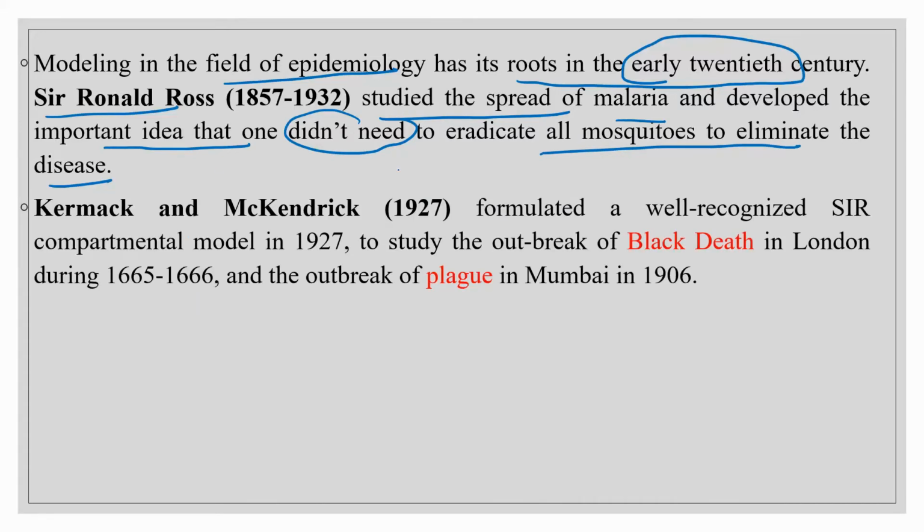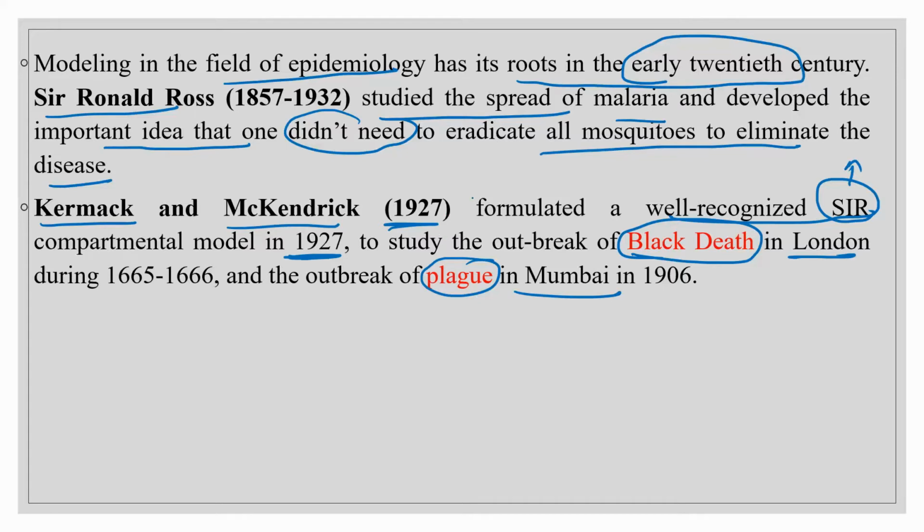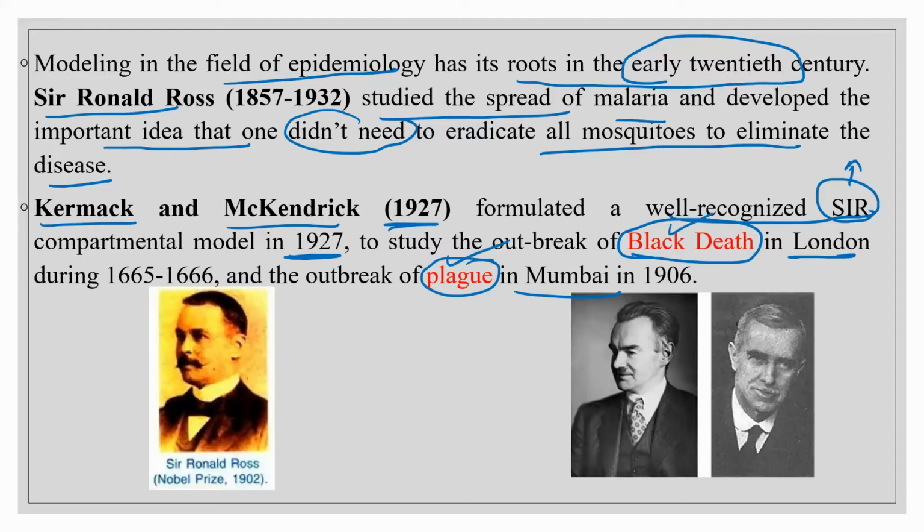Then in 1927 Kermack and McKendrick developed the well recognized SIR model. What is this SIR model? It means the susceptible, infected and recovered compartmental model, developed in 1927 to study the outbreak of Black Death in London and plague in Mumbai. So they used this compartmental model to study the outbreak of these two diseases. This is a photograph of Sir Ronald Ross, who also got the Nobel Prize in 1902, and this is Kermack and McKendrick.